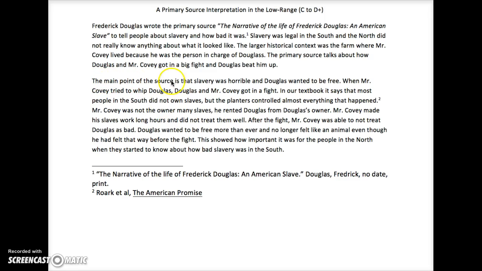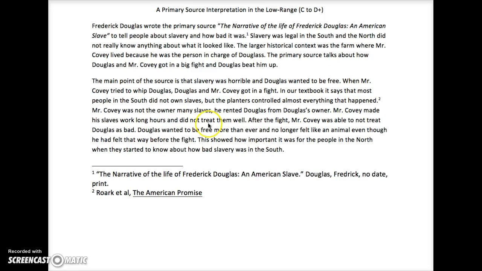Here it says the main point of the source is that slavery was horrible and Mr. Douglass wanted to be free. Not exactly. The main point of the primary source was Douglass wanted to raise awareness about the brutality of slavery for Northerners. So the reason he wrote this is to tell Northerners about slavery in the South.